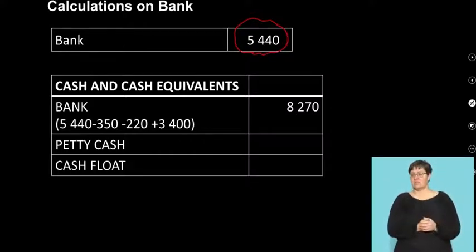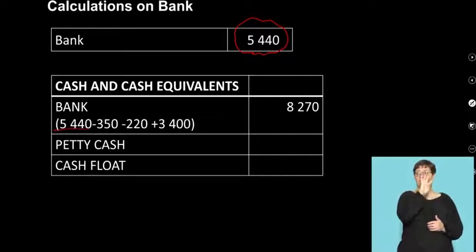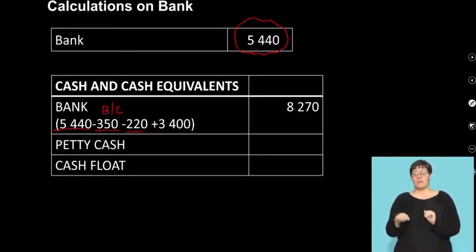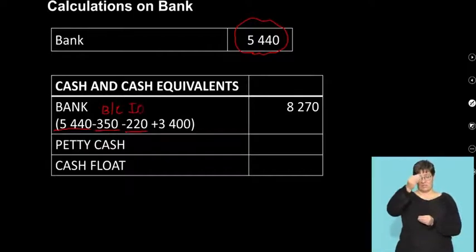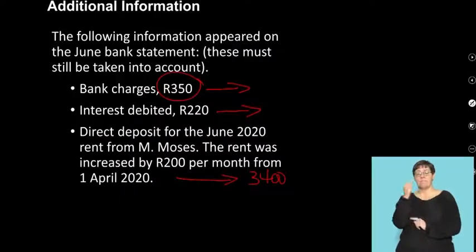So here we have the 5,440 as my starting, minus the 350, what was that? My bank charges, minus my interest on overdraft. Okay, now just a bit of information on that one there, on the interest on overdraft. Here it was called the interest that was debited, which is actually your interest on overdraft.